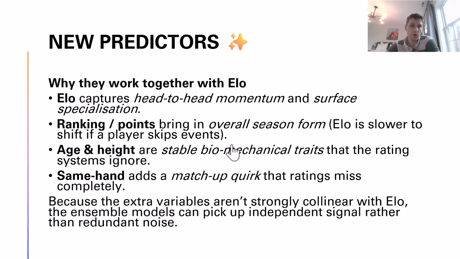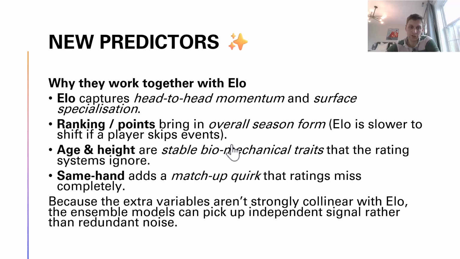And why do they work together with Elo? Well, you can see head-to-head momentum and surface specialization, but here rank points bring the overall season form, and Elo is slower to shift if a player skips a few events. Age, so some biomechanical traits, I would say, that the rating system is ignoring, so that's also quite complementary. And same hand is something that is sometimes a quirk in the matchup. So those extra variables are not strongly collinear with Elo.